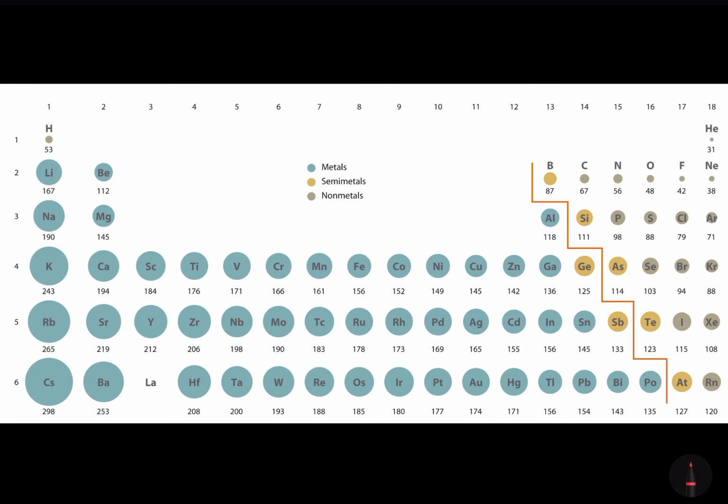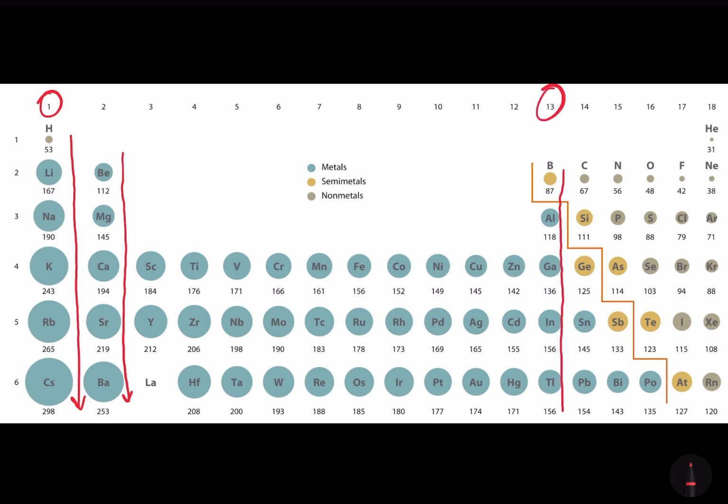Let's talk about the group number 1. Here, as we are moving down the group, the atomic radius of the elements is increasing. Here you can easily observe this thing. Let's talk about the group number 13. Here you can also see that the atomic radius is increasing down the group. Why is it increasing? Because down the group the number of shells is increasing, the screening effect is increasing, due to which the size or the atomic radius of the element is increasing.